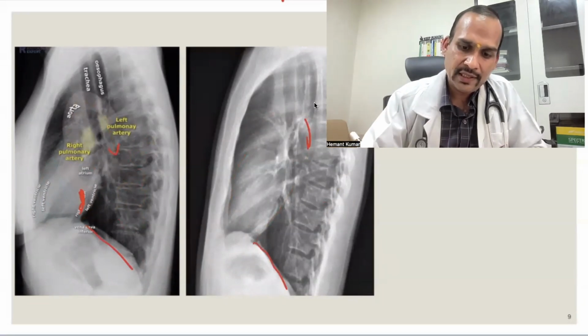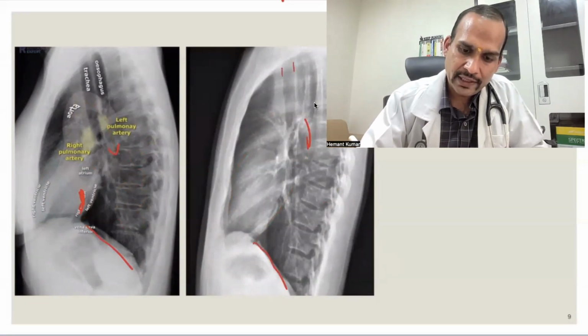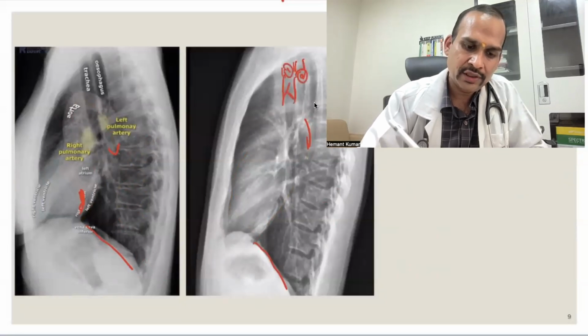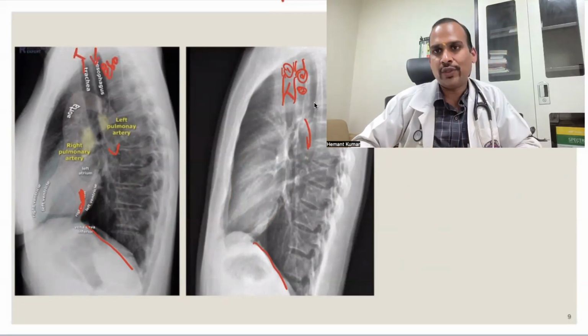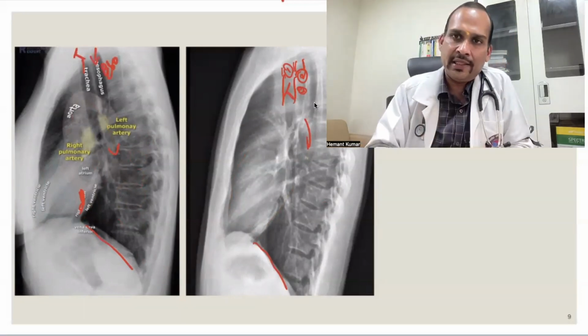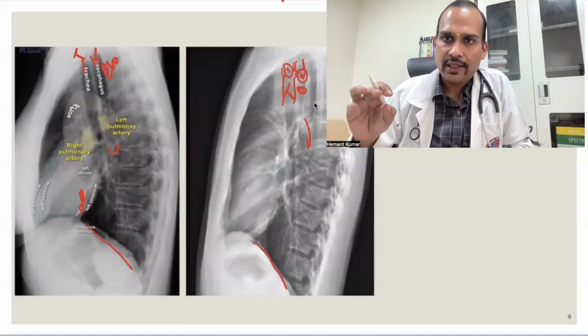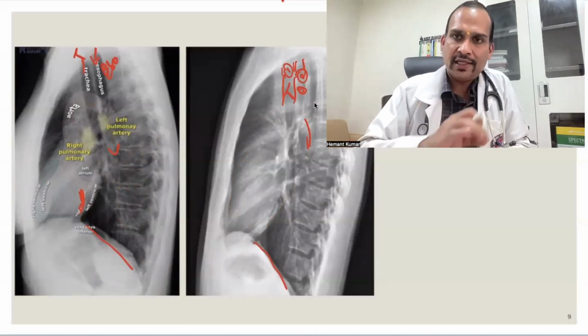One more thing is you can see two black areas here. One, two. Anteriorly is the trachea, and behind that is the esophagus, because the esophagus is posterior to the trachea. So first you see the trachea anteriorly, then posteriorly the esophagus. So this is the lateral X-ray.